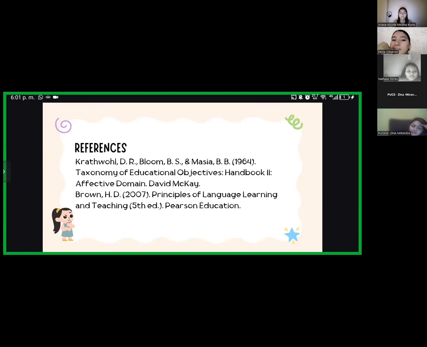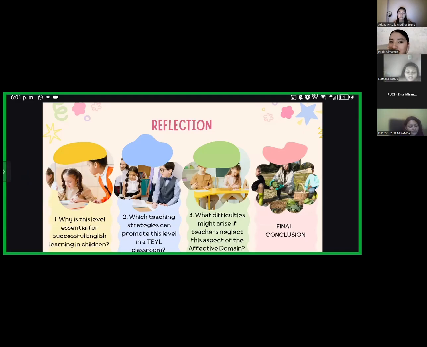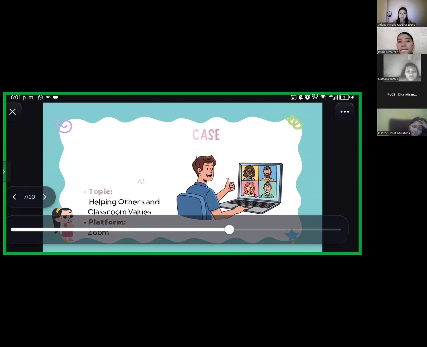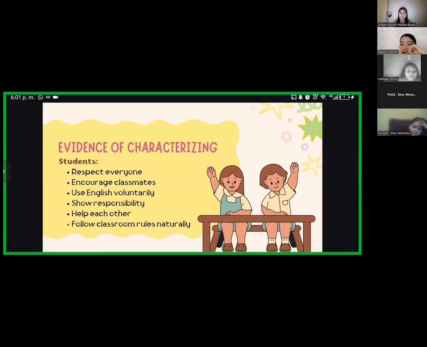This classroom case clearly represents the characterizing level because the students consistently demonstrate positive values during the entire lesson. They respect classroom rules without being reminded and also help classmates voluntarily, encourage others when they make mistakes, and work together with kindness and responsibility. These behaviors are not isolated actions. Instead, they have become part of the students' personality and are reflected naturally in everything they do. This is exactly what characterizing means: values that have been fully internalized and consistently guide a person's behavior.